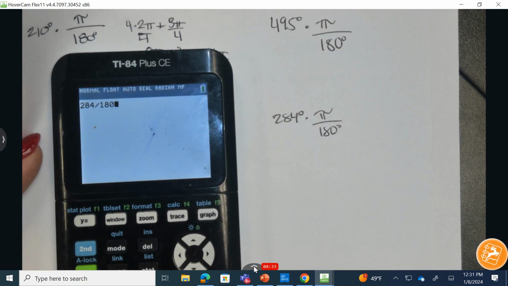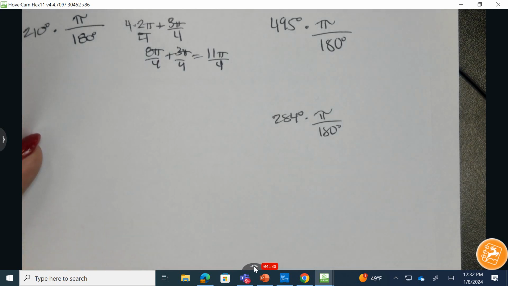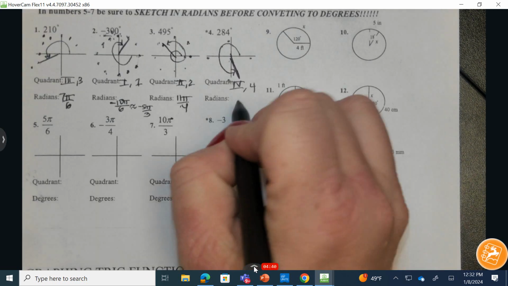284 divided by 180, hitting math, enter, enter, and we get 71 pi over 45. 71 pi over 45.